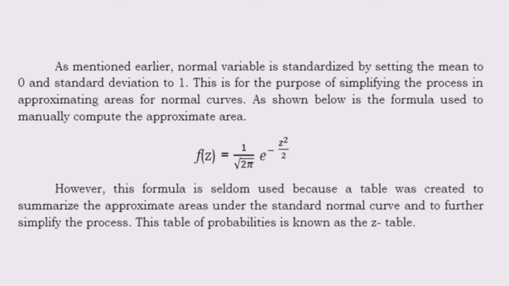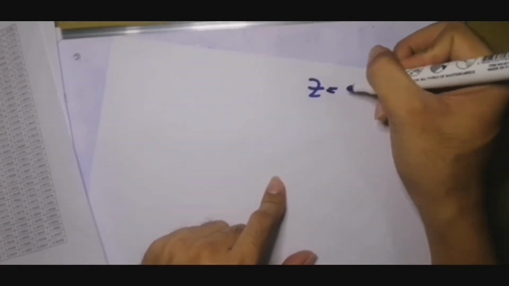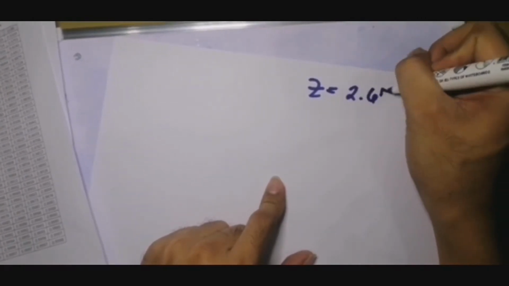The table of probabilities is known as the Z-table. So, mao ni siya gitawag nga Z-table. So, saan man ni siya paggamit? So, kintahay, that's in yung module, page 14, number 1. Find the area that corresponds to Z equals 2.67.